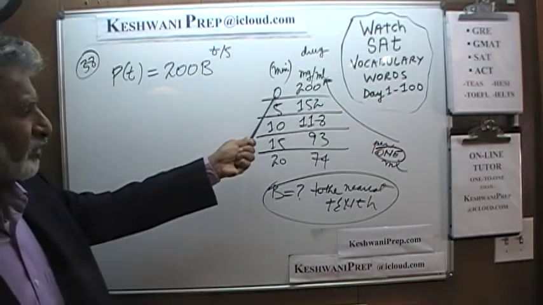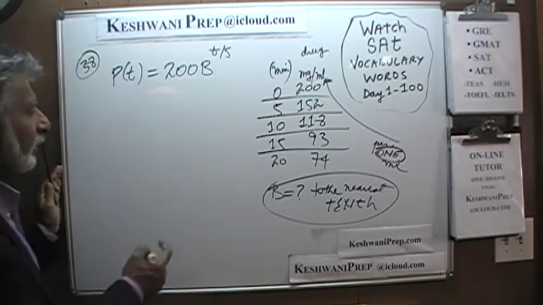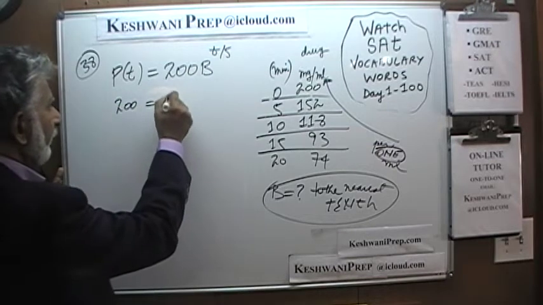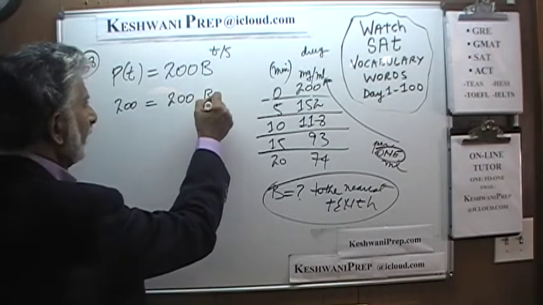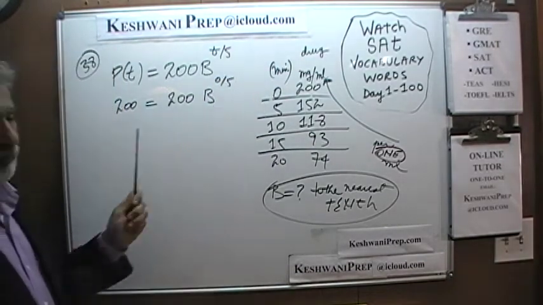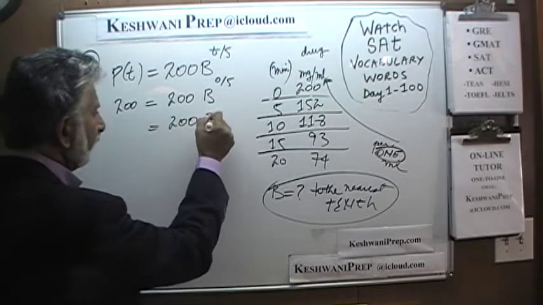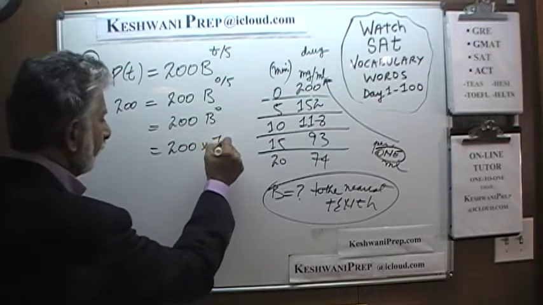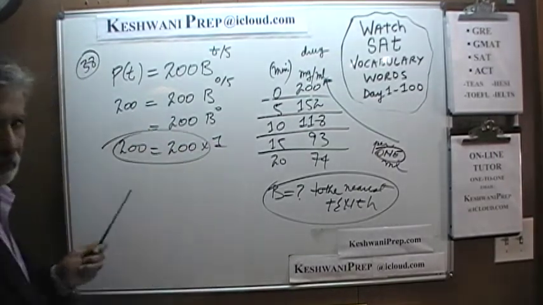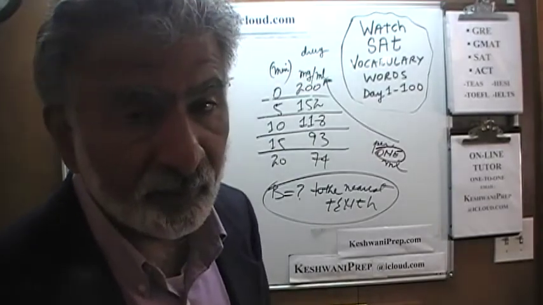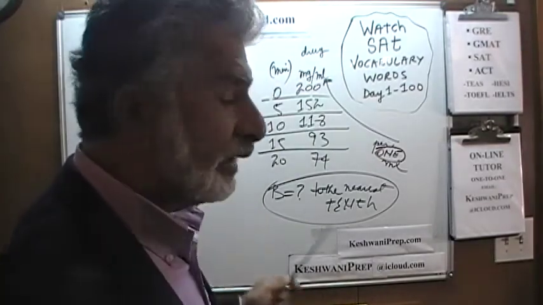For example, here, what would happen if we were to start at zero? At 0 minutes, we have 200 milligrams. 200 has to equal 200 times b raised to t over 5, but t is 0. 0 over 5 is just 0, and any number raised to 0 is just 1. There you go, we end up with an identity. It doesn't get us anywhere. The b drops out. It's not going to do anything, which is better than what happens ordinarily. Ordinarily, you get some estimates which are off. Here, at least we got lucky that the b dropped out.